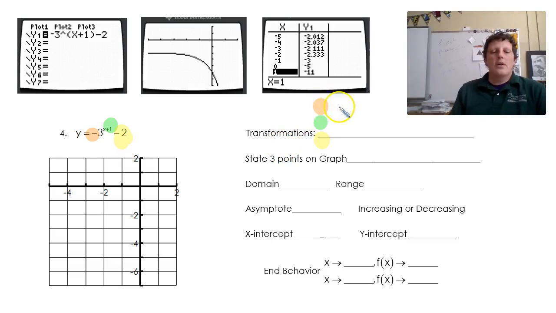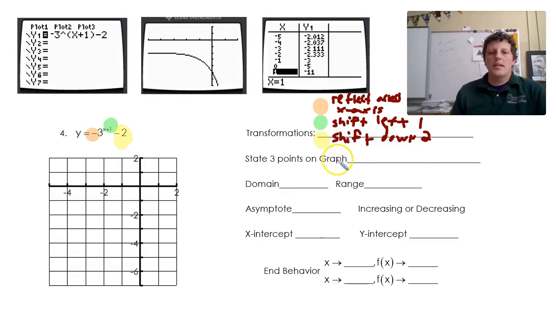The negative at the very beginning is going to reflect across the x-axis. The +1 in the exponent is going to be a shift to the left 1. And the -2 at the end is going to be a shift down 2. So I've got to represent all of those characteristics. Now again, my 3 points, I've got more than 3 up here. I'm just going to use those.